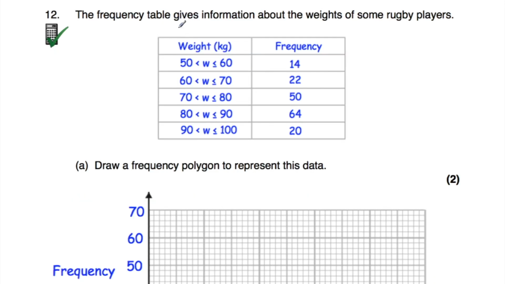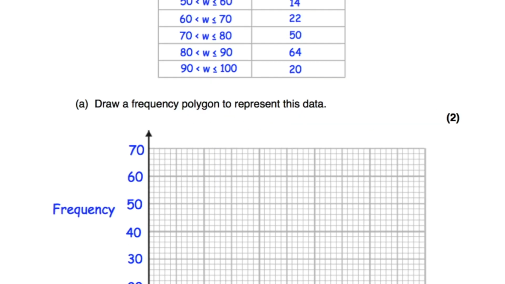Okay, let's have a look at our next question. So our next question says the frequency table shows information about the weights of some rugby players. So between 50 kilos and 60 kilos, there's 14 players. Between 60 and 70, there's 22 players. 50 players have got a weight between 70 and 80 kilograms, and so on. And part A says draw a frequency polygon to represent this data.